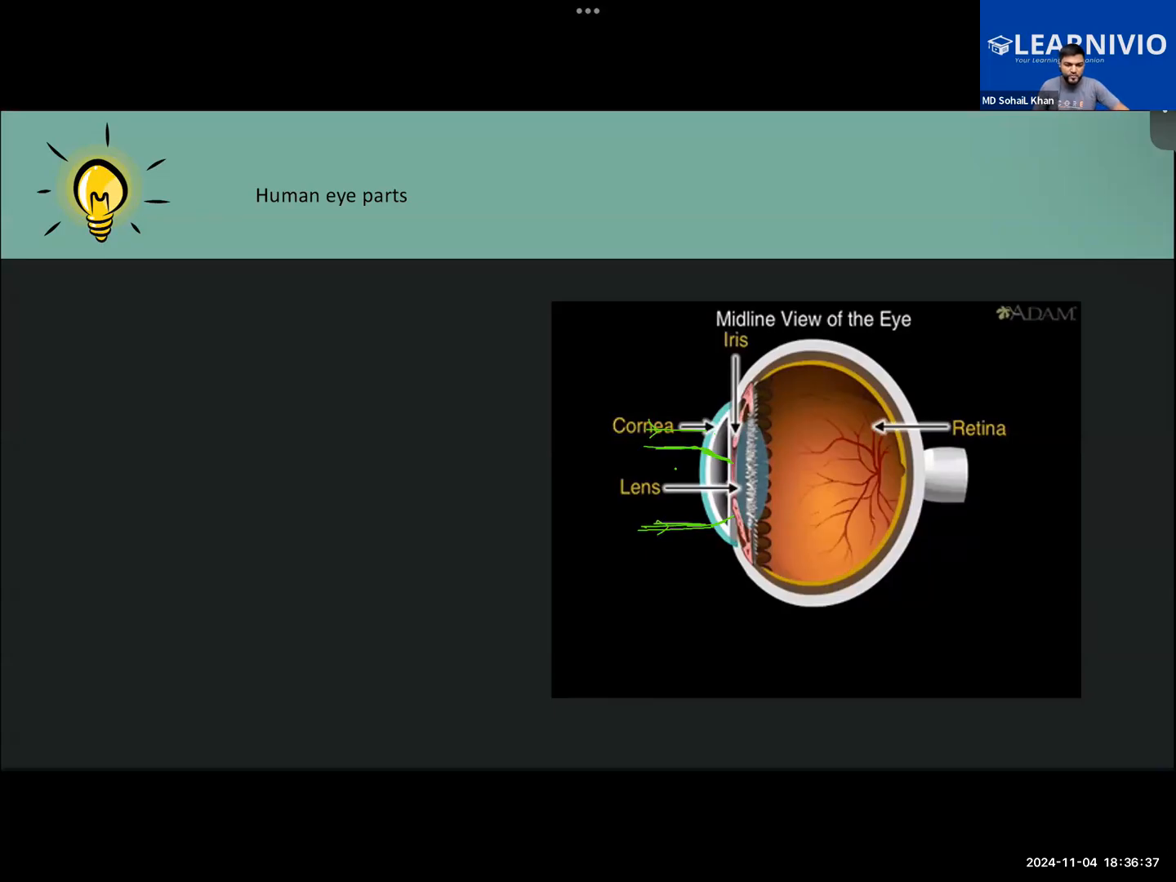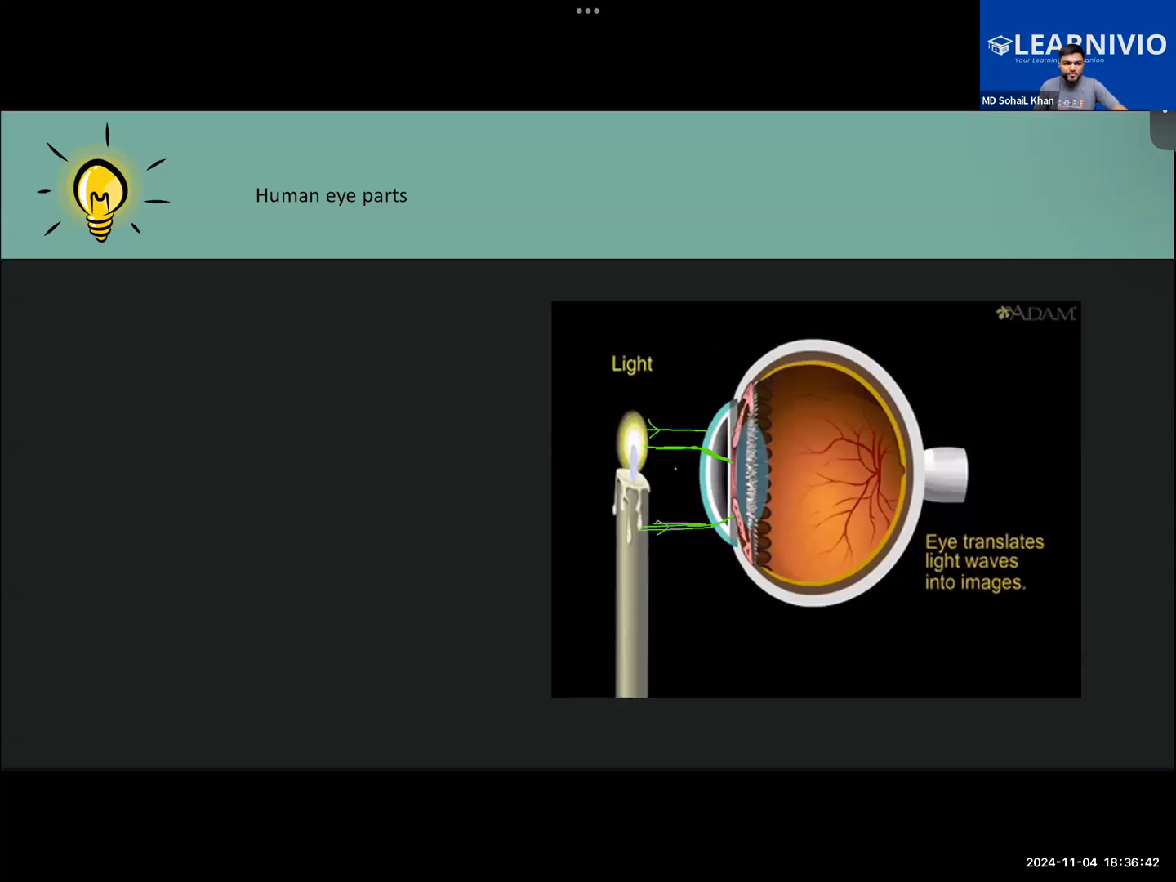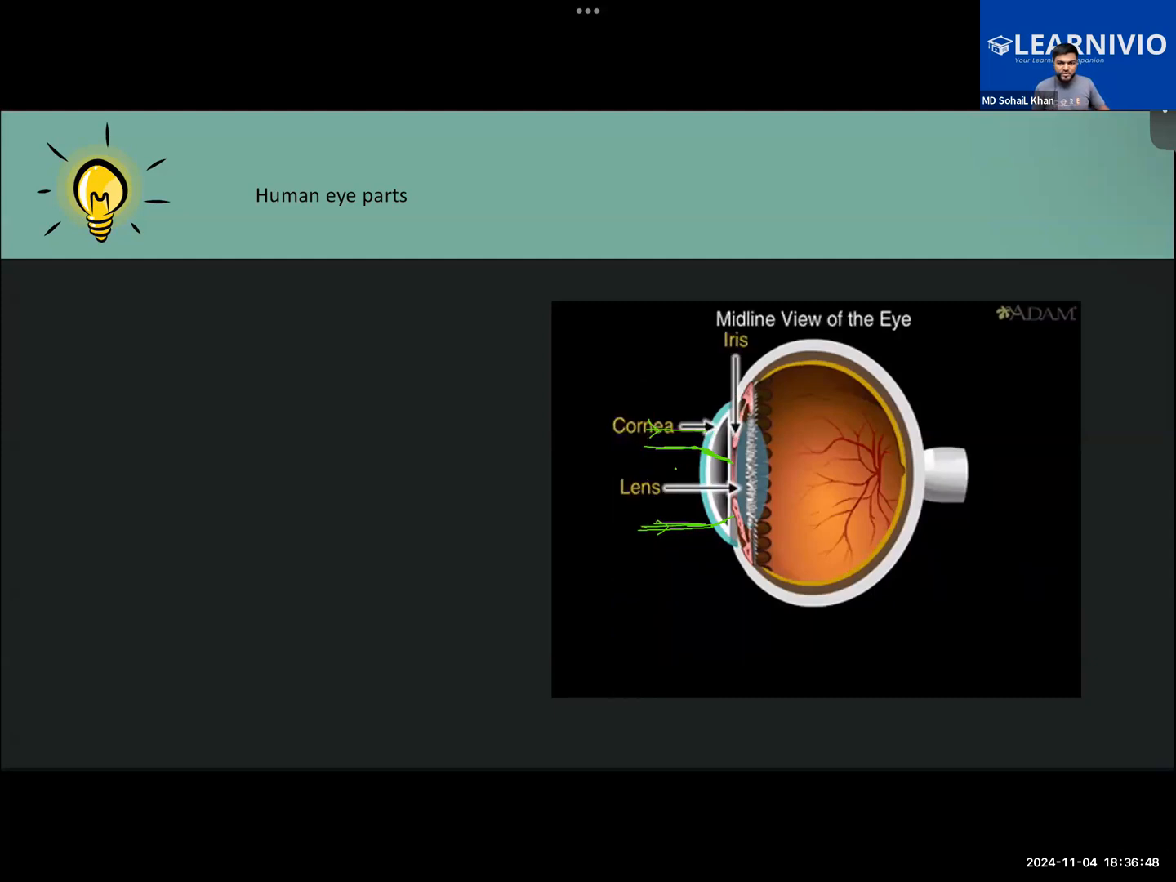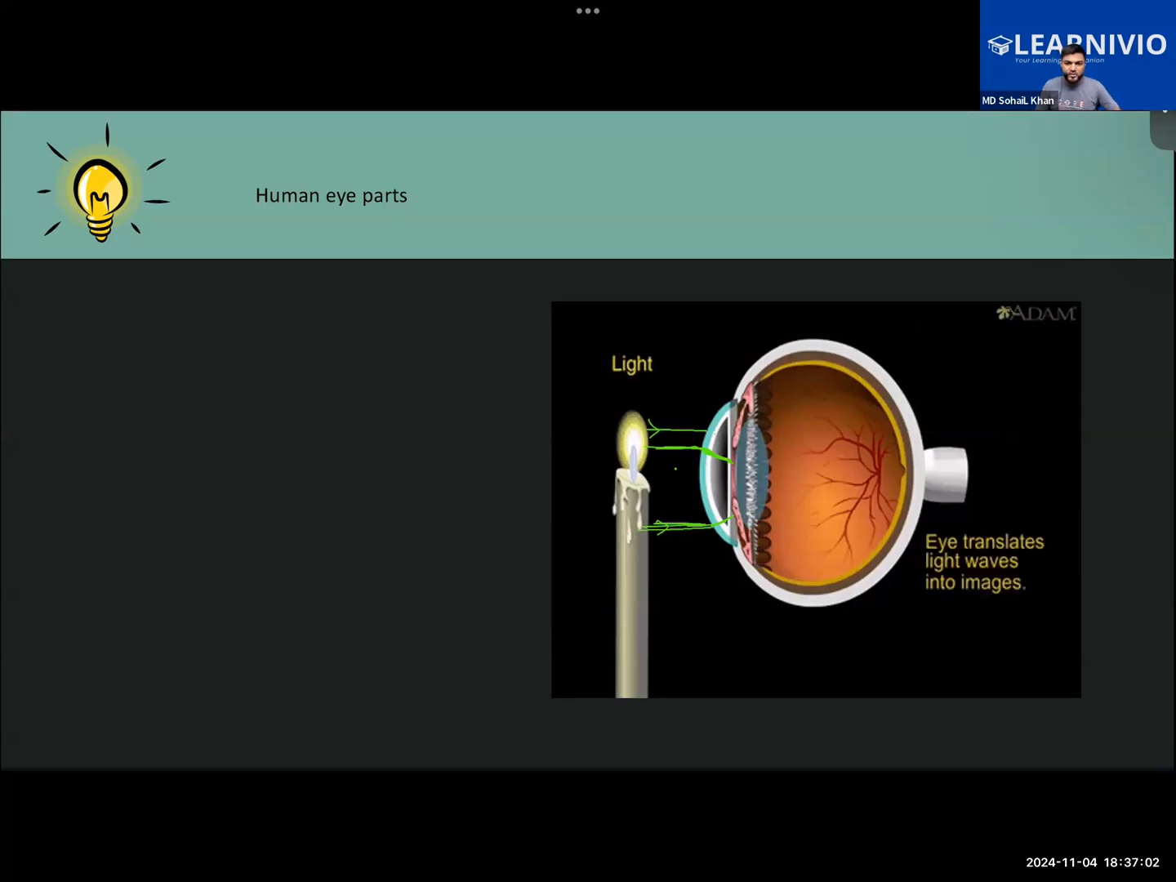Yes, Chakrika? Sir, I have a doubt in the question. What do you mean by the shape? Shape, I mean to say whether it is concave shape or convex shape. Sir, it's convex. Convex, good. Alif, you have to tell me what we call the front bulging portion of the human eye. What do we call that? Cornea. It's cornea. Okay, cornea.